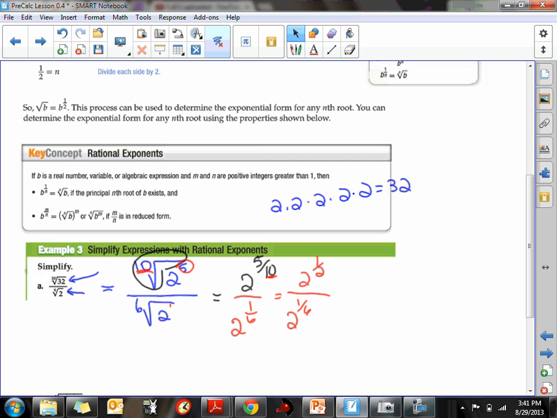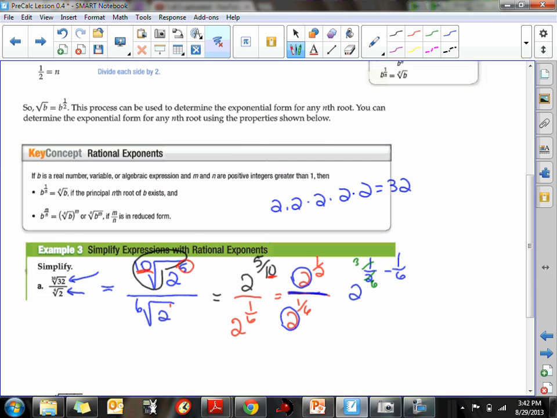Now here we come back with our product, quotient, and power rules. We're going to apply our quotient rule here. The same bases are being divided, so anytime same bases are being divided, you subtract exponents. So it's 1/2 minus 1/6. In order to subtract, you're going to get a common denominator, make the 2 a 6 by multiplying by 3.